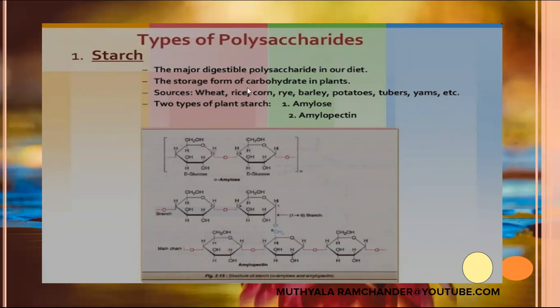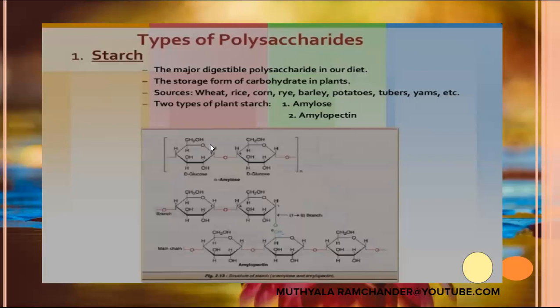It is the storage form of carbohydrates in plants. Sources of starch: wheat, rice, corn, rye, barley, potatoes, tubers, yams, and other products. Two types of plant starch are present, called amylose and amylopectin. Starch is a homopolysaccharide. It yields glucose on complete hydrolysis, so it is a glucan.